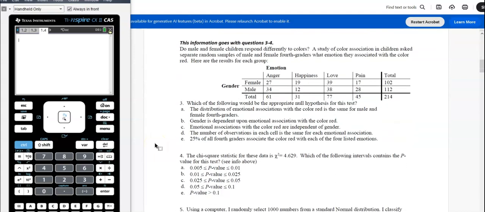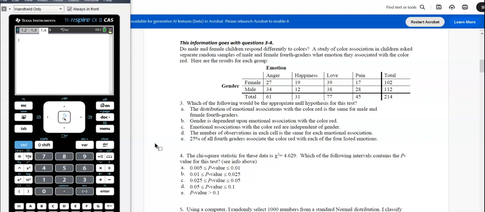So this information goes with both questions 3 and 4 here. So do male and female children respond differently to colors? The study of color association in children asked separate random samples of male and female 4th graders what emotion they associated with the color red. Here are the results for the group. So some people thought love. Some people thought pain and anger. I guess that makes sense. It could do different things depending on what you're thinking about. Which of the following would be an appropriate null hypothesis?